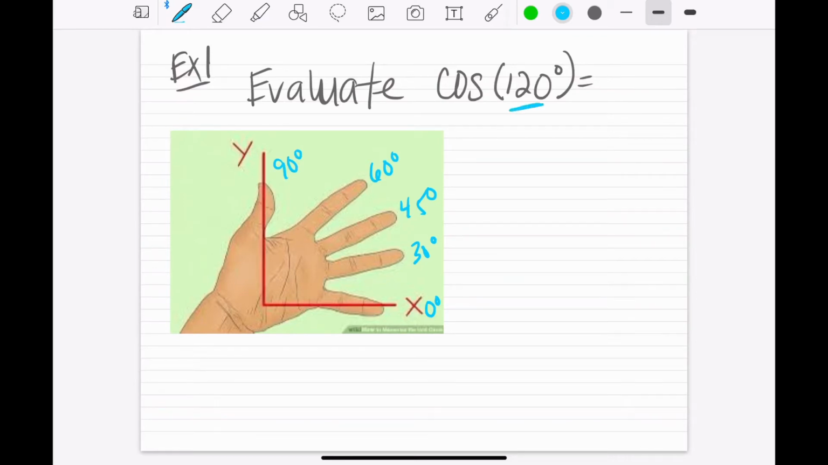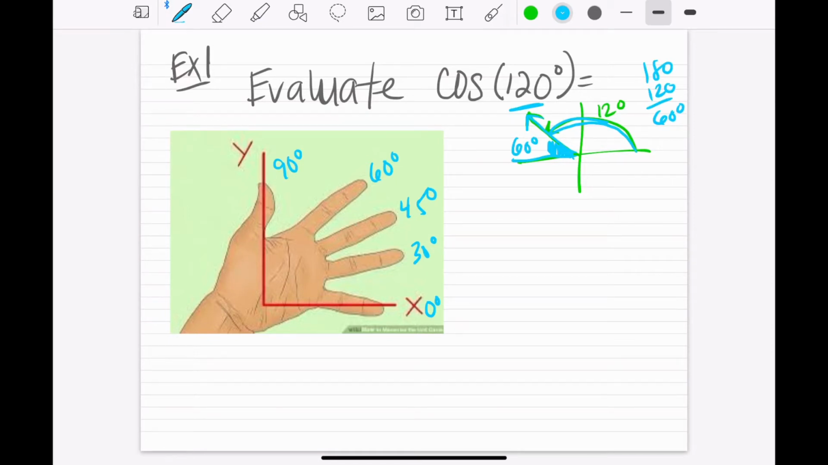Now that you have your left hand pulled out, first you have to find the reference angle. We are doing the cosine of 120 degrees. So if I draw 120 degrees, that is in the second quadrant. And the very first step is to find the reference angle. Remember, the reference angle is the angle from the terminal side to the closest x-axis. So this angle right here. If this is 120, to get our reference angle, you just subtract the 120 from 180, and you get 60. So our reference angle is 60.